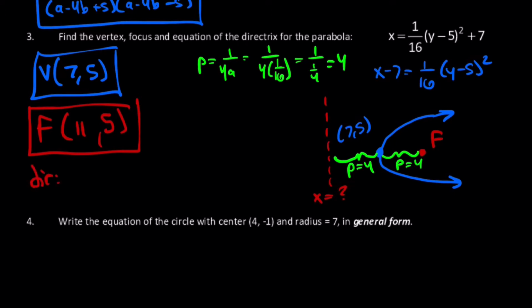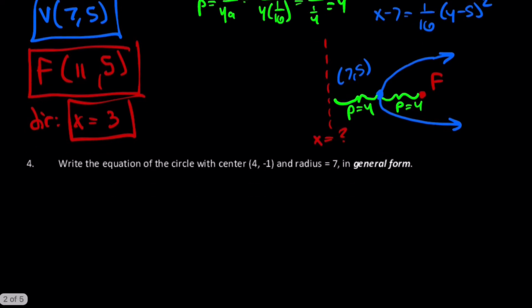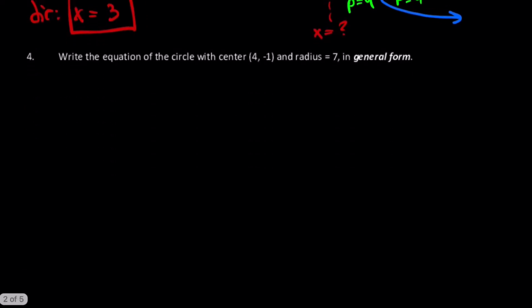So my directrix, x equals 3. All right, the next one: write the equation of a circle, center (4, -1), and radius equals 7 in general form. Probably see one of these on the exam. You have to watch out for that. General form is kind of a pain because we have to multiply everything out.